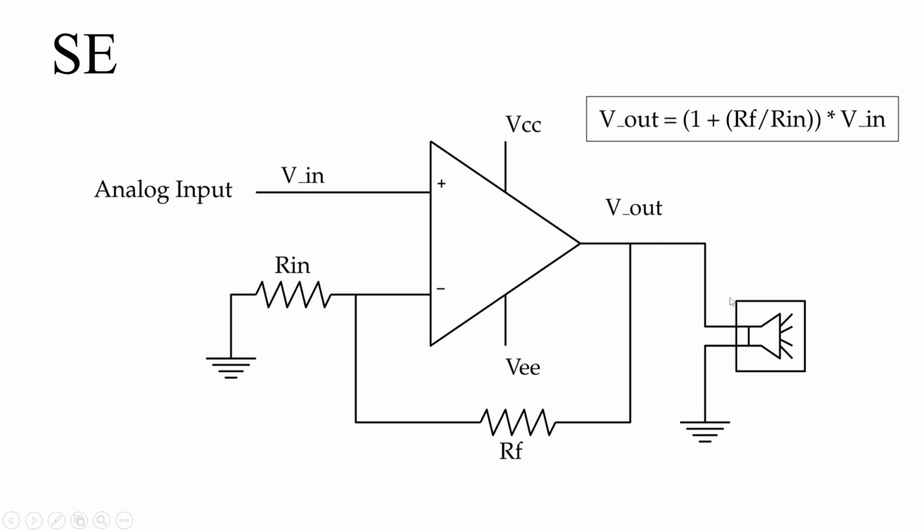So this is the speaker load. This is the single-ended load type. So you will get one voltage across the speaker. This is how the basic circuit of an operational amplifier will work.